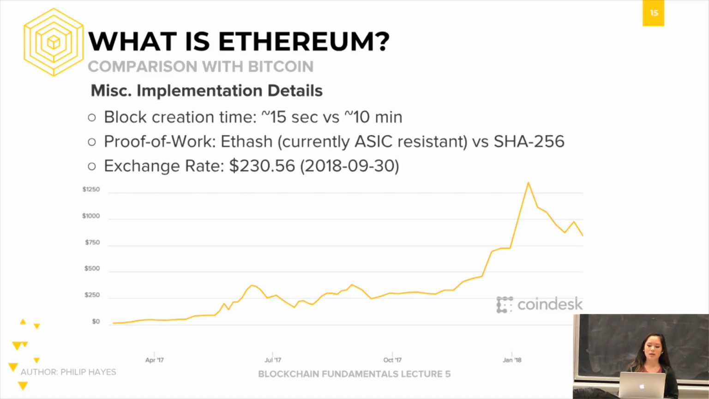All right. A few implementation details. Ethereum's block time is actually around 12 seconds, so things are being updated more quickly, and that makes sense because when we're running smart contracts, we don't want to wait 10 minutes for something to go through. And its cryptographic hash function is ETHash, which is currently considered ASIC resistant, instead of SHA-256. Its exchange rate, I just updated this over the weekend. It was like 230 bucks, so pretty strong.